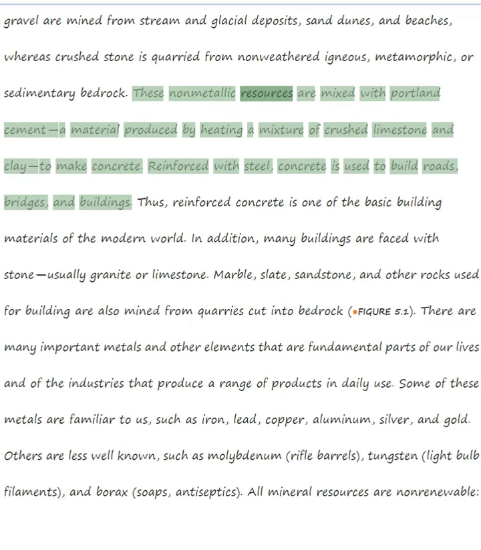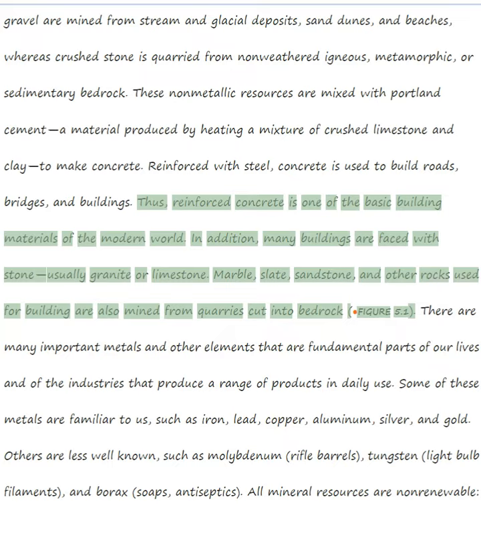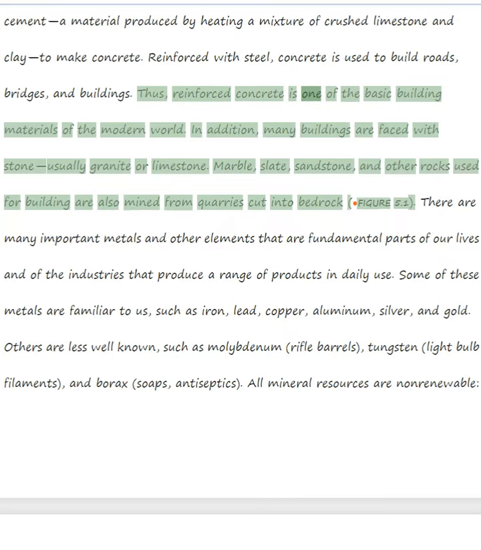These non-metallic resources are mixed with Portland cement, a material produced by heating a mixture of crushed limestone and clay, to make concrete. Reinforced with steel, concrete is used to build roads, bridges, and buildings. Thus, reinforced concrete is one of the basic building materials of the modern world. In addition, many buildings are faced with stone, usually granite or limestone. Marble, slate, sandstone, and other rocks used for building are also mined from quarries cut into bedrock.